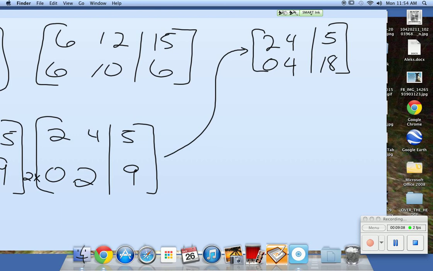Okay, so we times it by 2. It's the bottom. And now we want to get that, the 4 over there, to 0. So we just minus, like we did before. Okay, what do we come up with? Put it down here. Okay. So 2 minus 0 is still 2. 4 minus 4 is 0. So can you rewrite these?